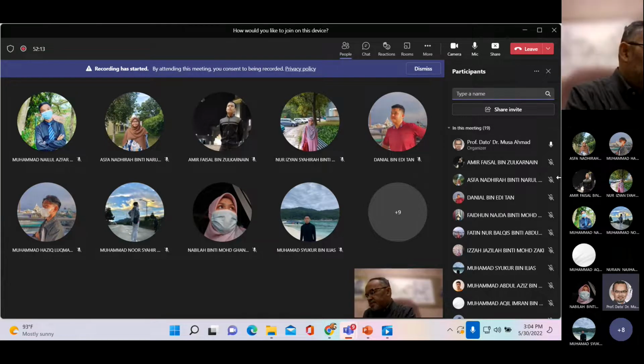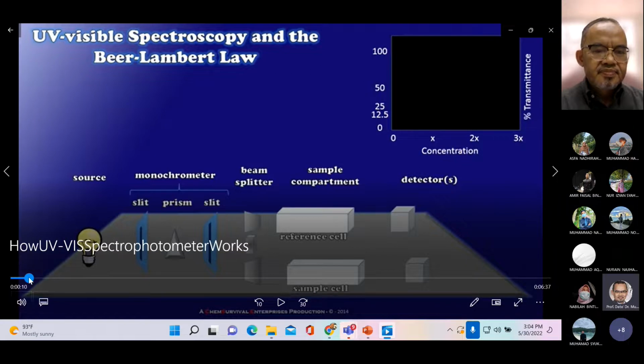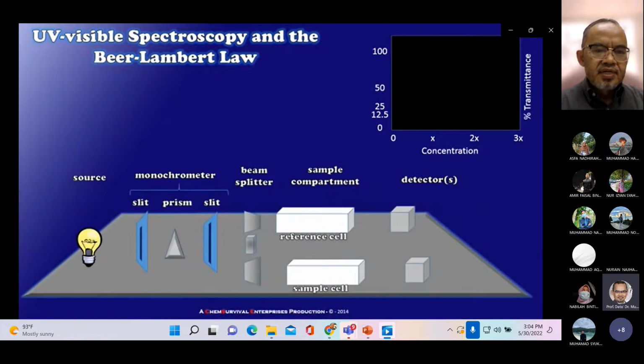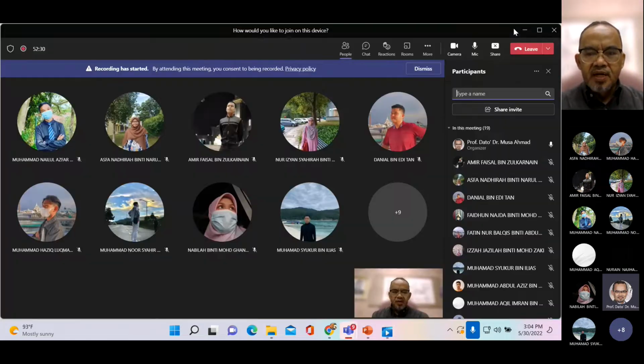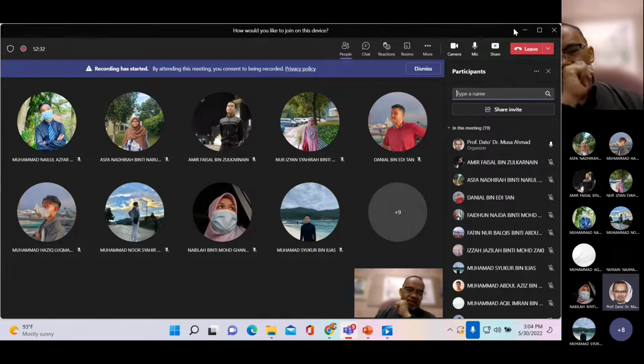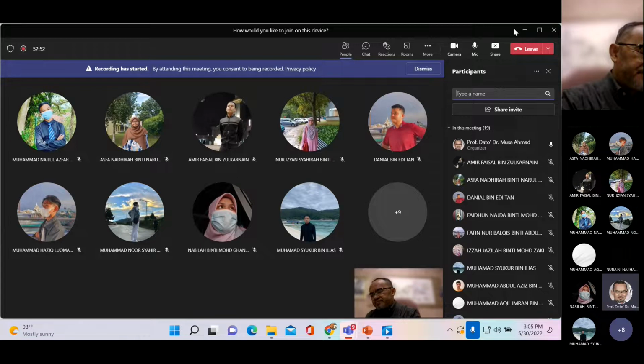Okay, so I also want to know, look at the video again. Source here, the light source. What's the light source that we need to use? I put it this way: how many light sources, how many lamps, do we need to use in our instruments for the UV visible spectroscopy? Any guessing from you?